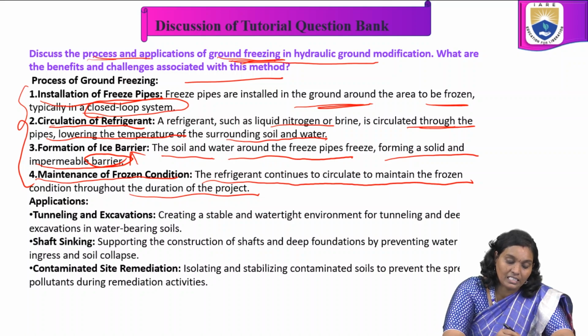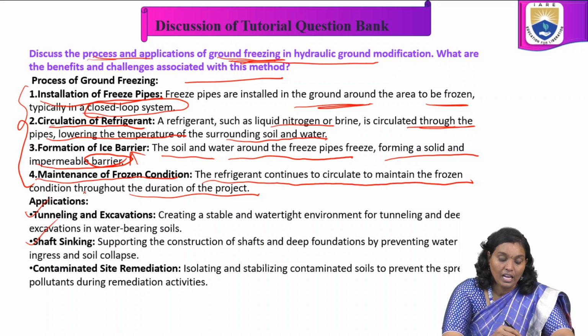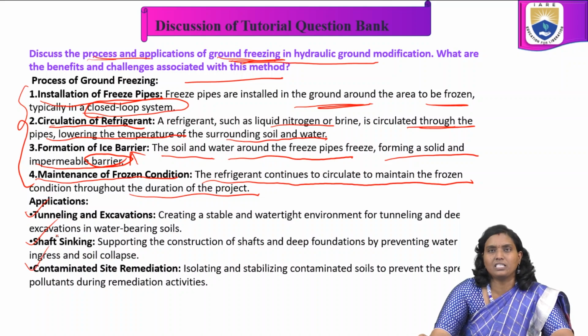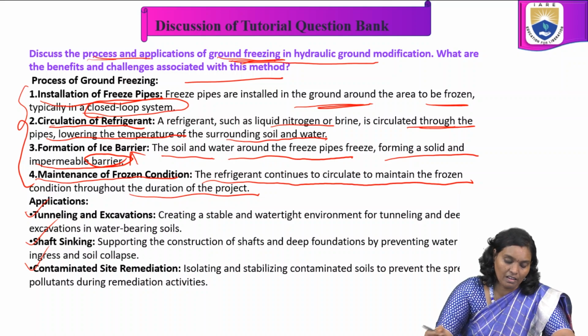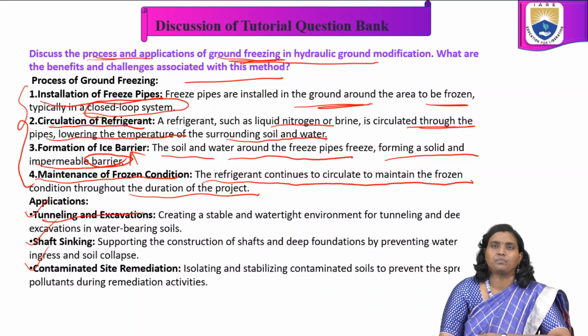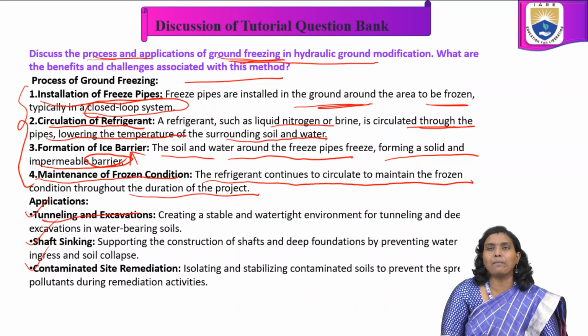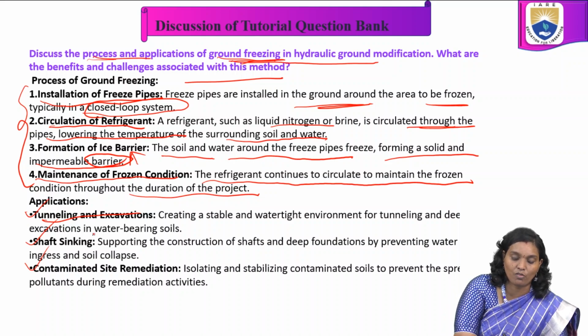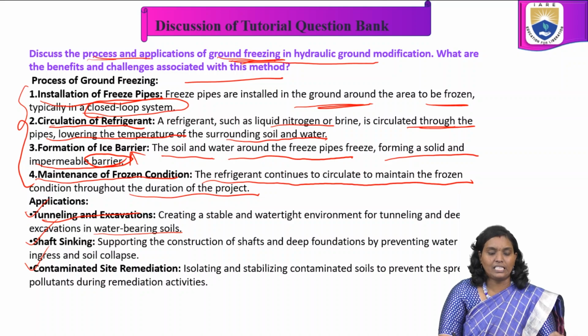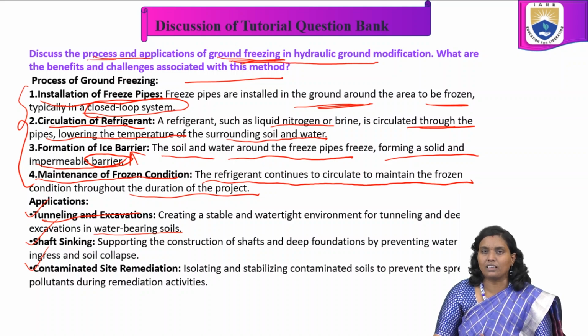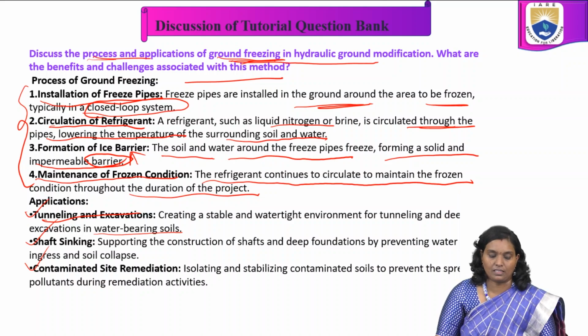Tunneling and excavation, shaft sinking, and contaminated site remediation are the applications where we use ground freezing. The first is tunneling and excavation: creating a stable and watertight environment for tunneling and deep excavation in water bearing soils. Because of this barrier, it is easy to complete the project without any kind of disturbance.